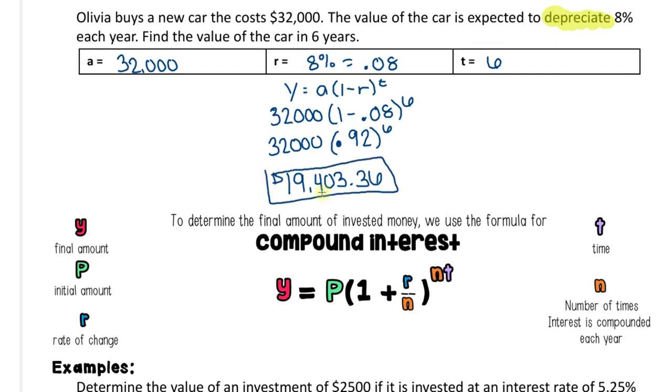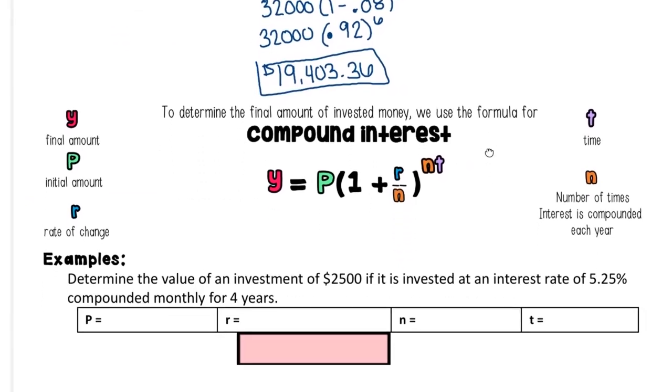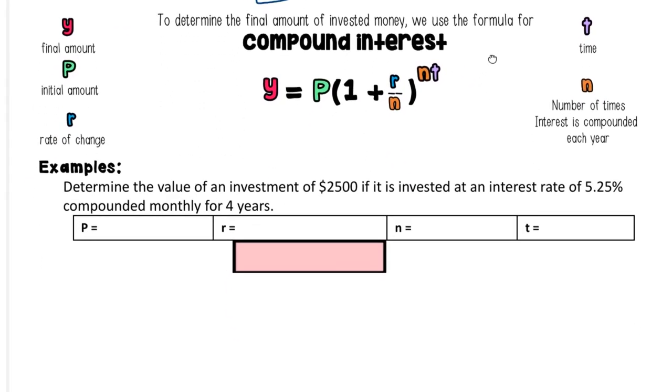So let's analyze this real quick. The car, you bought it new for $32,000. And then in 6 years, it's only worth about $19,000. So if you didn't know this, cars depreciate in value as soon as you walk off the lot, or technically drive off the lot.